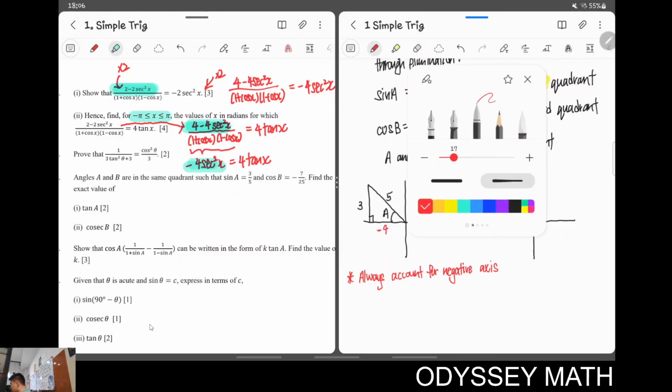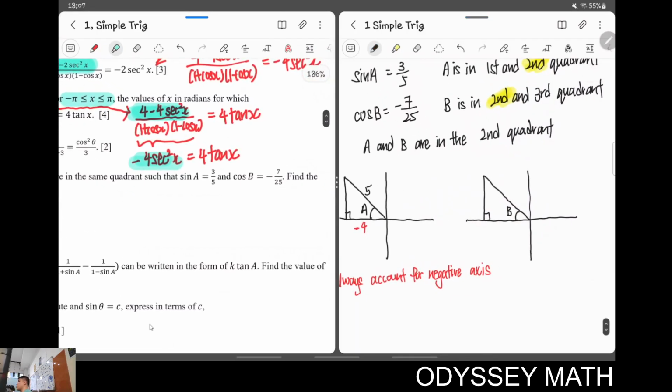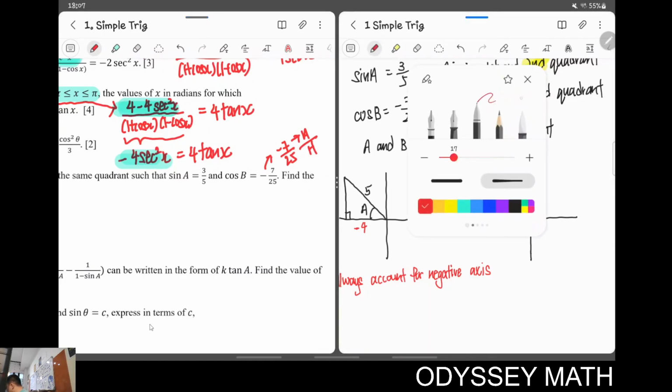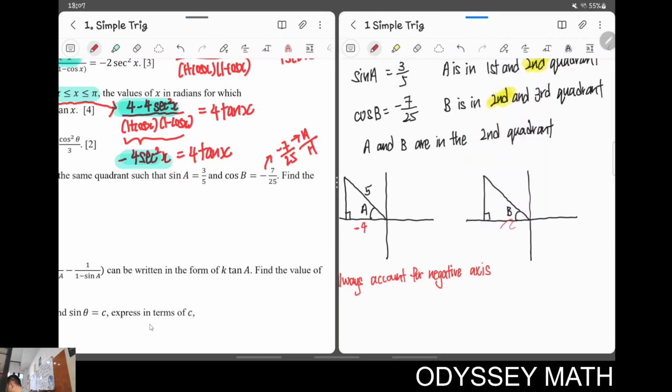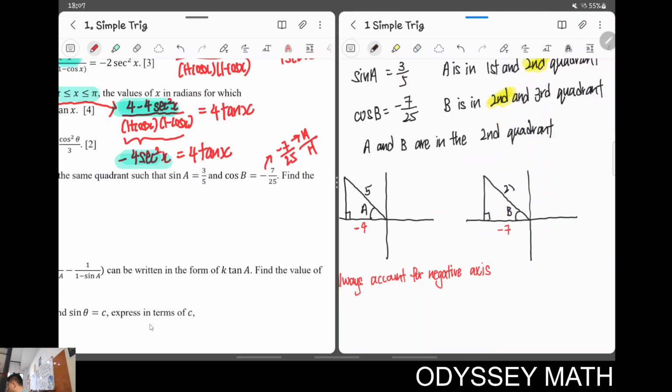Okay. Now what about cosine B? Cosine B is minus 7 over 25, right? So then here you need to know which side to give the minus to. In this case, I will give the minus to the 7 because A over H. Let me tell you why. So minus 7, because the adjacent to the angle B is in the negative x-axis. Okay, and then the hypotenuse is 25.